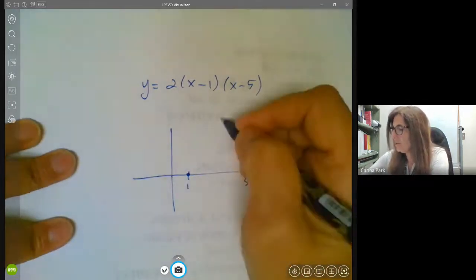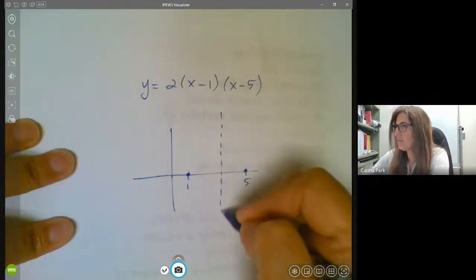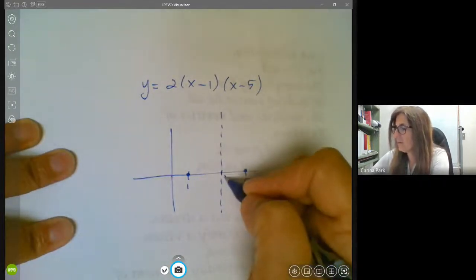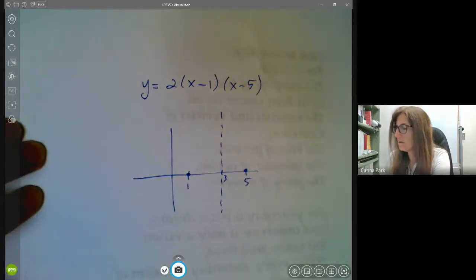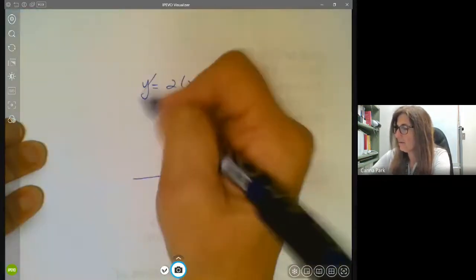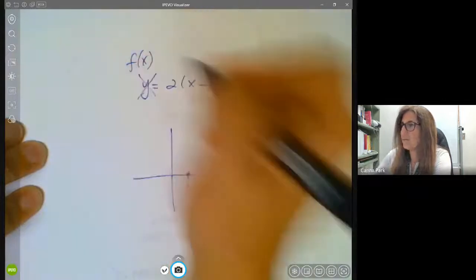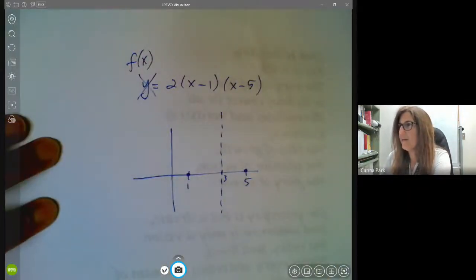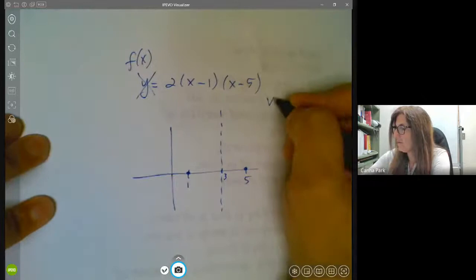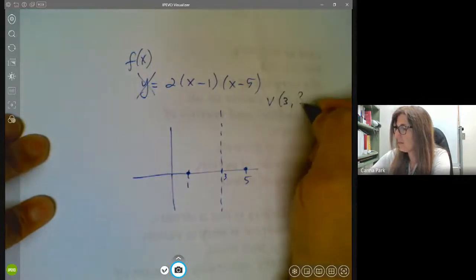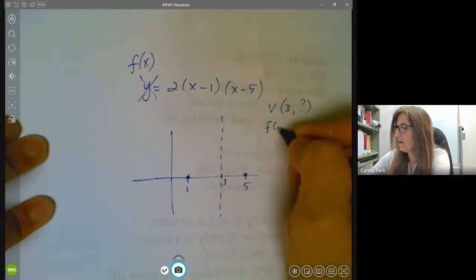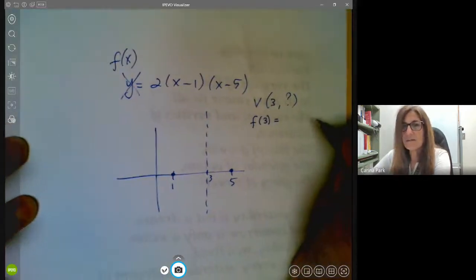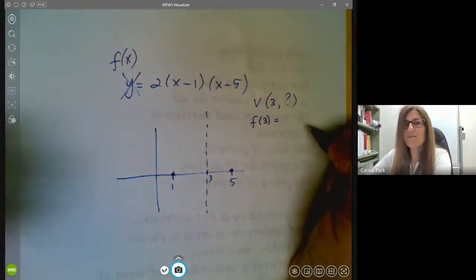And we know that the vertex is going to sit on the axis of symmetry, which is exactly halfway between the 1 and the 5. Okay, where does it sit? Well, let's see. If I don't write y, let me write f of x, since we know function notation now. I know that my vertex is going to be 3 something. It's going to be on this line, 3 something. So what is the y value that you get when x is 3? In other words, what's f of 3?